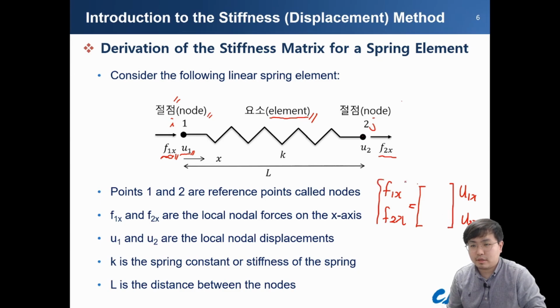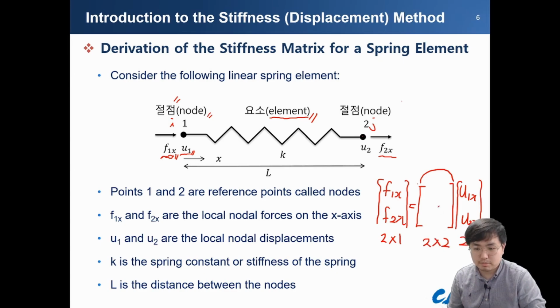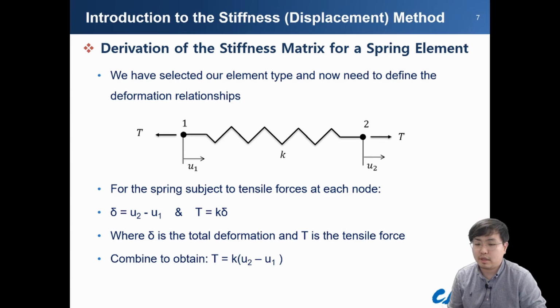Here we can easily expect the local stiffness matrix, although we haven't learned it yet. Let's think of this as a 2x1 vector. This is also a 2x1 vector, so the local stiffness matrix must be a 2x2 matrix, so we can easily expect it. So let's go to the next slide. Here we are going to derive the local stiffness matrix, which we already know is a 2x2 matrix.